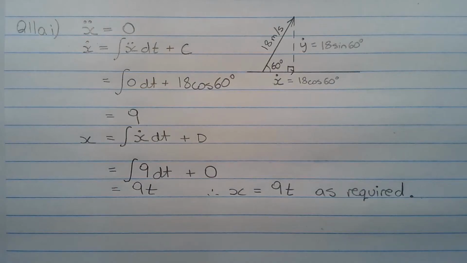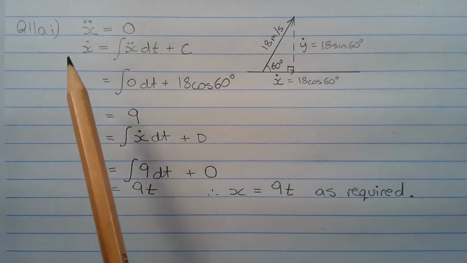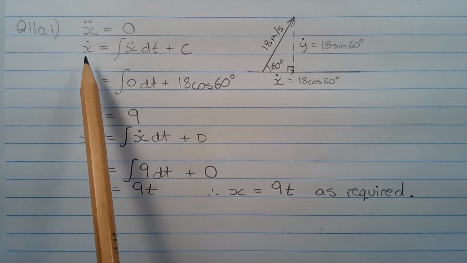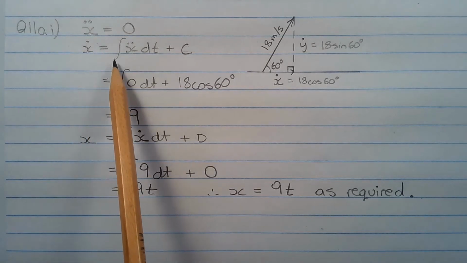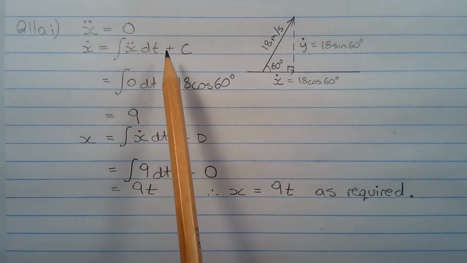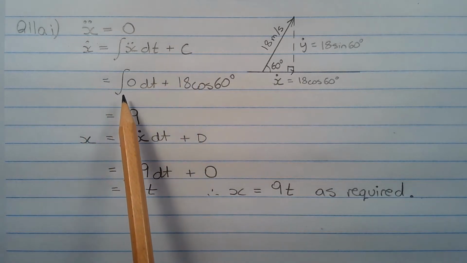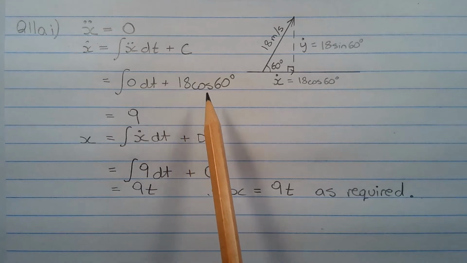It is given that the horizontal acceleration with respect to time, d squared x dt squared, or x double dot, is equal to 0. Now the horizontal velocity with respect to time, x dot, is equal to the integral of the acceleration with respect to time plus the initial horizontal velocity. And that equals the integral of 0 dt plus 18 cos 60 degrees.